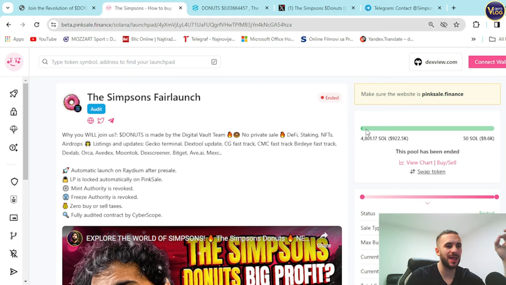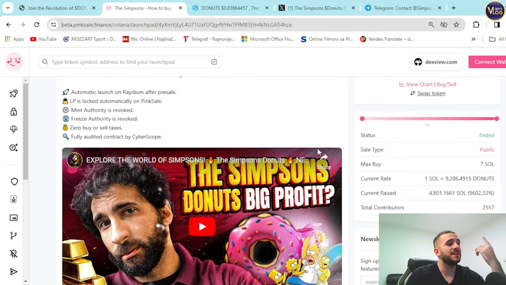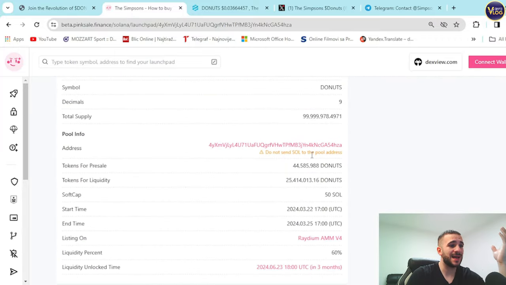4,800 Solana collected. Guys, this is insane. The soft cap was 50 Solana, $9,600. And check out the result: 4,800 Solana collected, guys, $922,500. They broke history, as I said. This has never been seen before in the history of PinkSale.